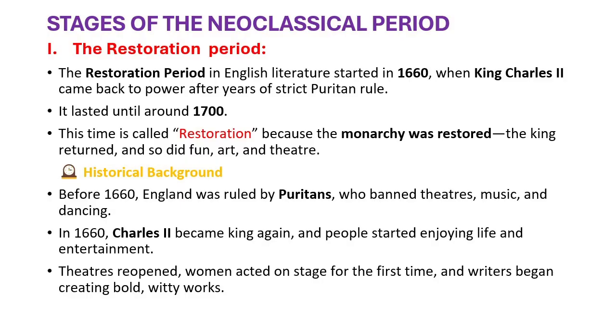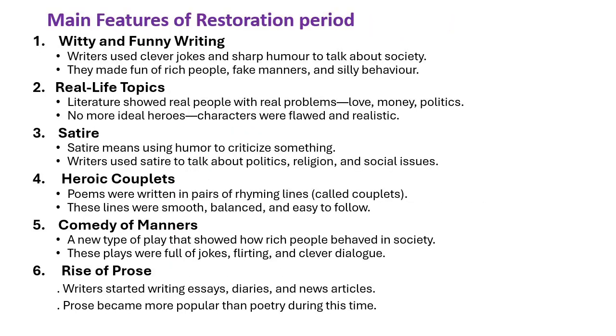The main writers of this period were Dryden, Butler, William Temple. So we will see about them. Before that, we'll see the main features of the Restoration period. First is the witty nature and funny writing. Writers used clever jokes and sharp humor to talk about society. They made fun of rich people, fake manners and silly behavior.